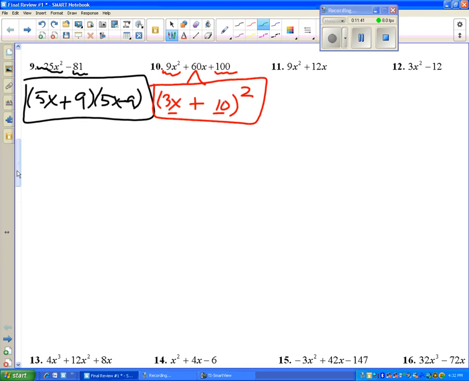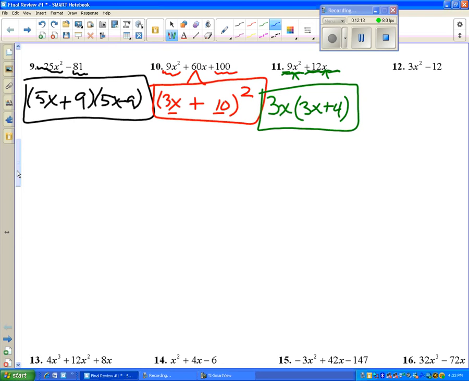Number 9, if I look at 9 again, the first question I ask is, is there a greatest common factor? Yes. 3 goes into 9 and 3 goes into 12, so I can pull out a 3. X goes into x squared and into x, so I can pull out an x. When I divide this by 3x, I get 3x. When I divide this by 3x, I get 4. 3x plus 4, there's nothing more I can do with that particular problem, so this is factored.